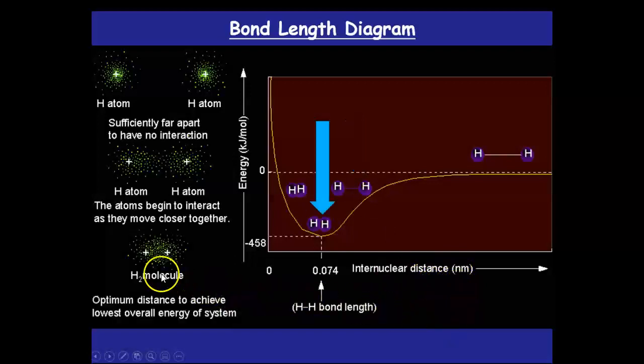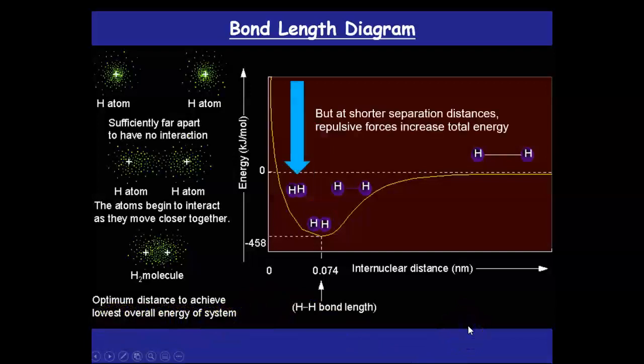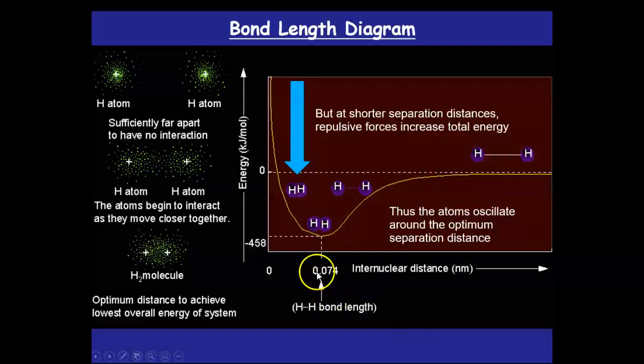Now we get here, and you get what's called a bonding orbital. There's another one too we'll talk about later. You've got the H2 molecule, and the distance between the two nuclei is ideal here. Optimum distance achieves the lowest overall system energy. But if you push them closer together, the repulsive forces are going to increase faster than the attractive forces can keep up. And so now we've got repulsion going on, and thus the atoms will oscillate around the optimum separation distance, which would be what we call the length of the covalent bond.